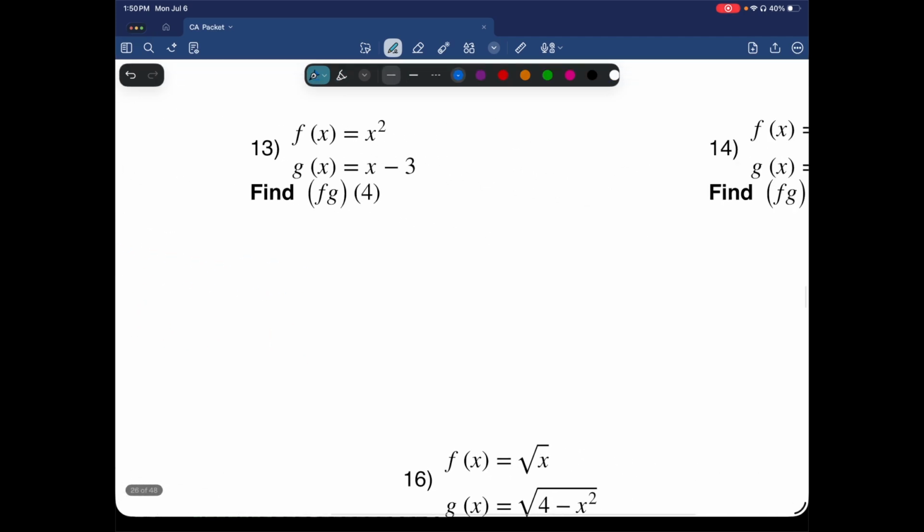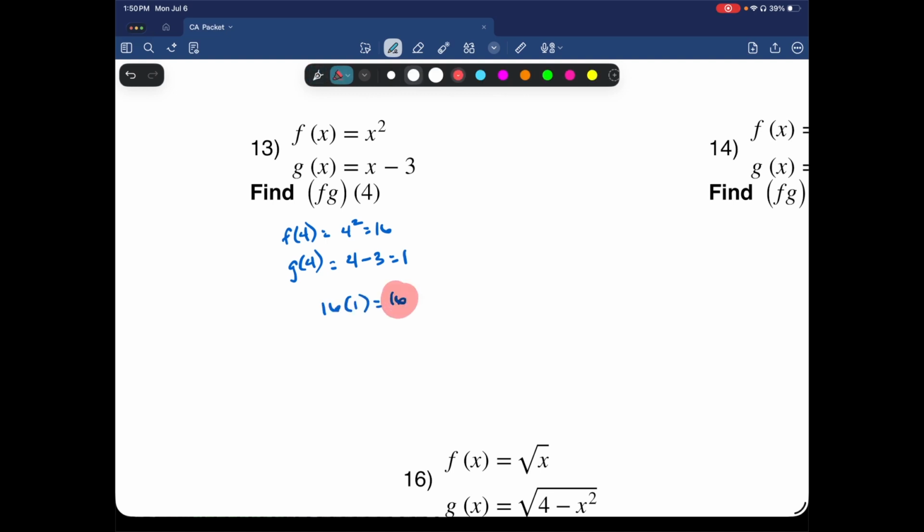13, I'm multiplying this time. So I got f of 4 is 4 squared, which is 16. g of 4 is 4 minus 3, which is 1. 16 times 1 is 16.